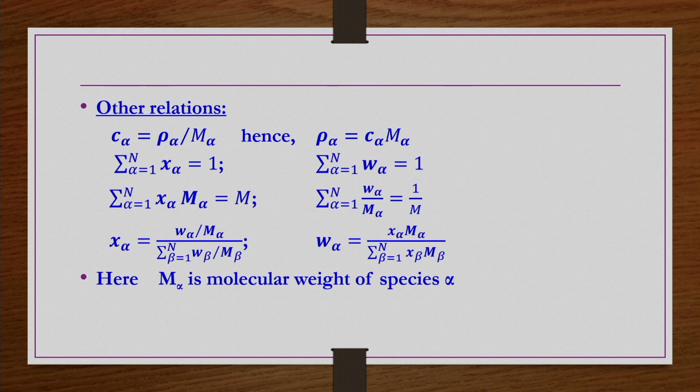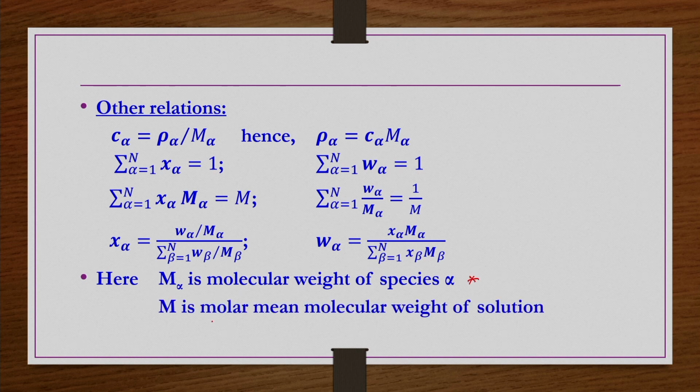M alpha is nothing but the molecular weight of species alpha here, whereas capital M is the molar mean molecular weight of solution. It is not the molecular weight of one component, but the molar mean molecular weight of the solution, whatever number of components are there. So, that should be considered.